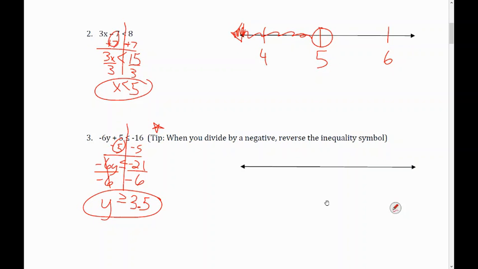All right, take that over to the right side, 3.5 in the middle, 4 to the right, and 3 to the left. Our circle this time, because it includes the 3.5, gets shaded in, and we're shading to the right side. Okay. All right. So those are pretty quick and easy, two-step inequalities.